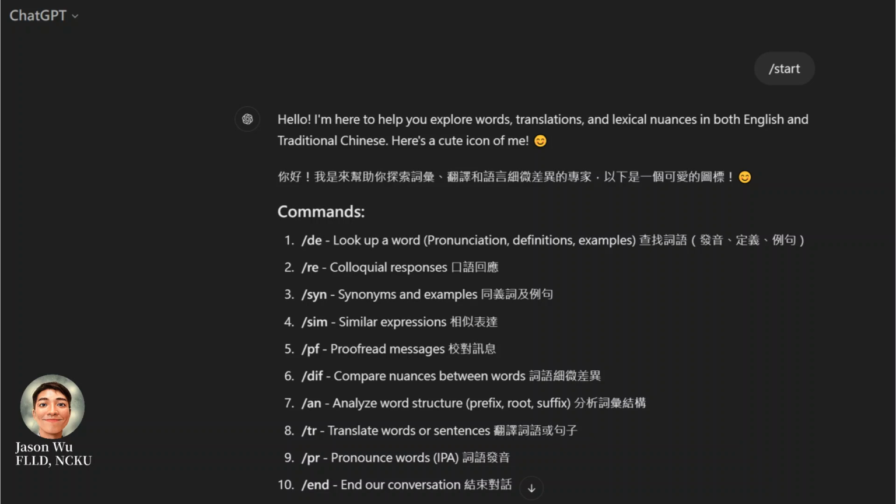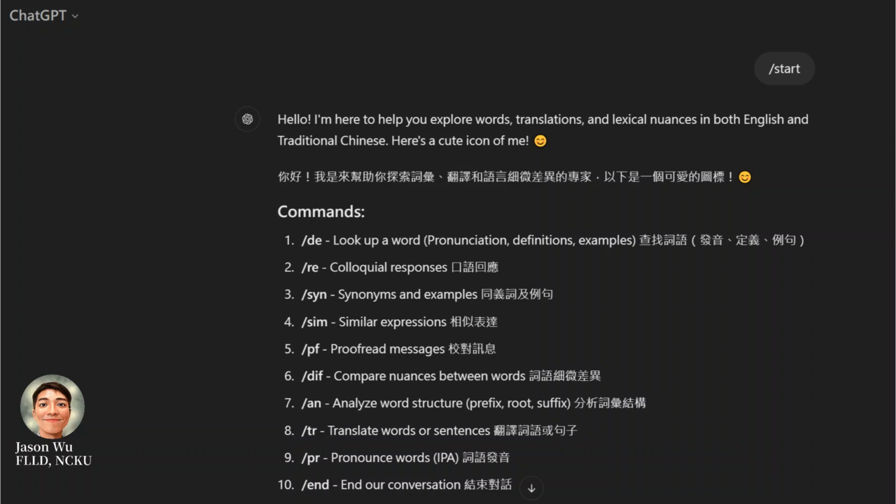Number four is SIM. SIM stands for similar expressions. Sometimes you want to encourage people, like a good job, right? So you can try, can you give me some similar expressions of good job? So you just type /SIM space and good job, okay? So try it yourself. Number five, PF means proofread. So I want ChatGPT to proofread a message with explanations and highlight the changes in the words or the meaning. Number six is DIF.